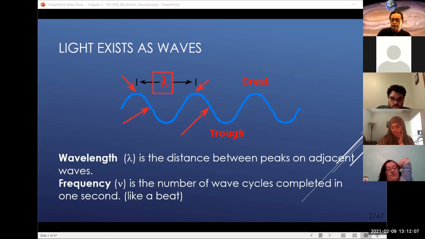So frequency is the number of waves, in this case, how many waves can happen within one second. The more waves that happen in one second, the different the frequency is from another wave where maybe only one wavelength happens in one second. So we have lambda, which is the wavelength, and then the frequency, which looks like a letter V, but it's called nu, for the frequency.